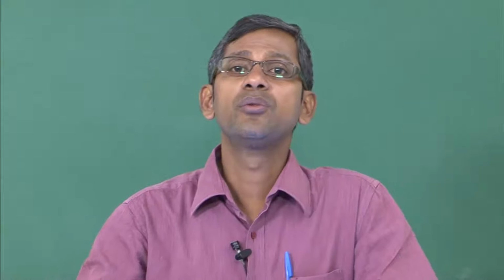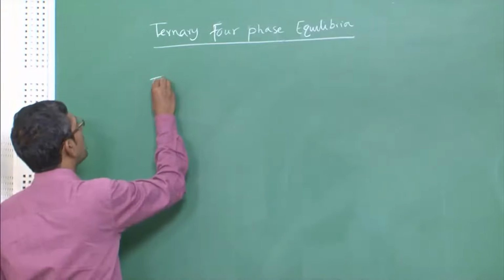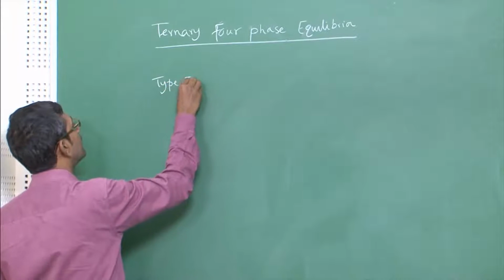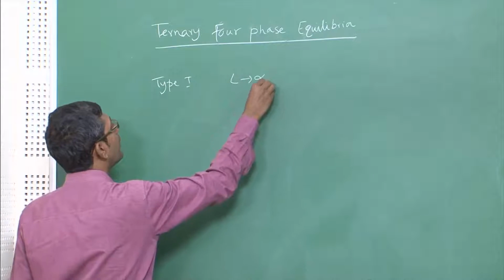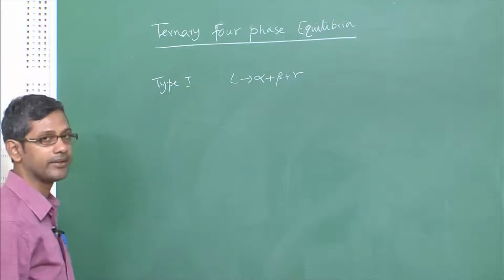In this lecture we are going to discuss other ternary 4-phase equilibria. As I told you in the beginning, there are 3 ternary 4-phase equilibria possible. The first one we discussed extensively is the ternary eutectic, known as type 1. That is nothing but liquid going to alpha plus beta plus gamma. This is the ternary eutectic.